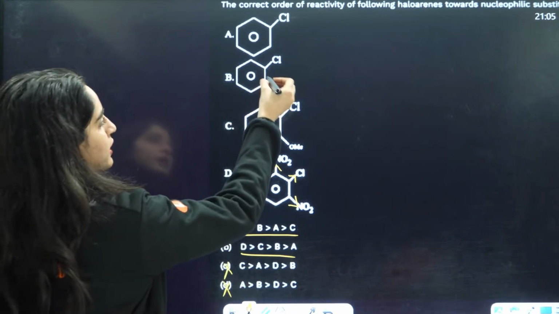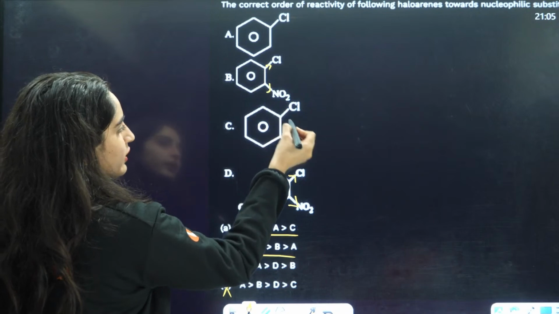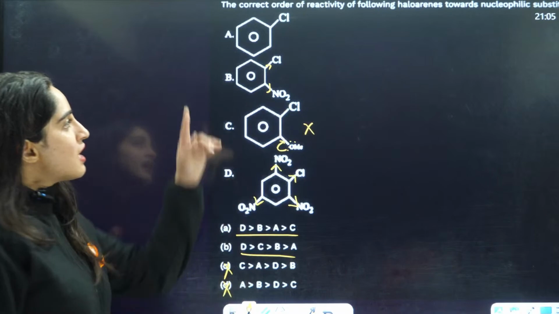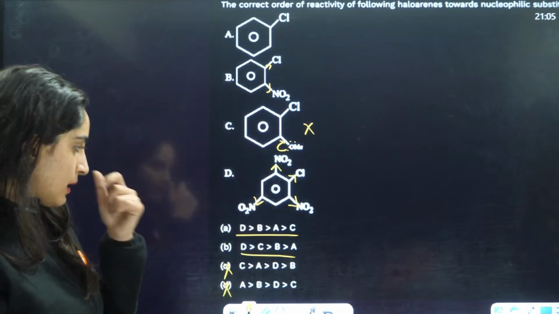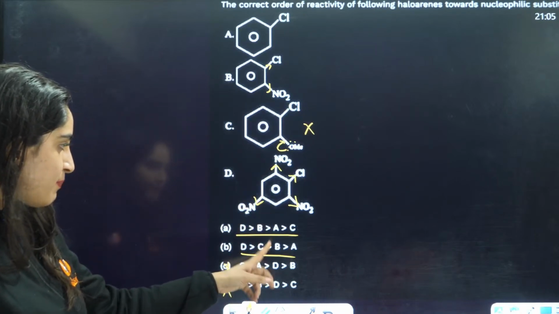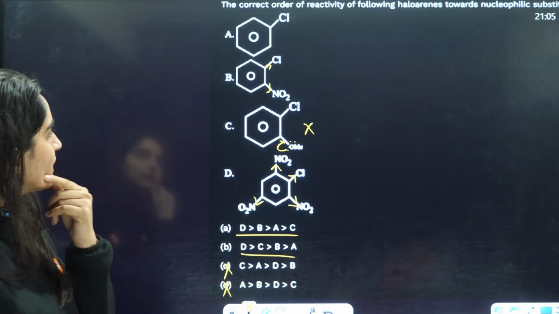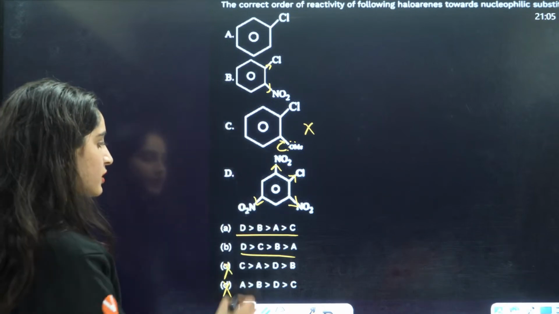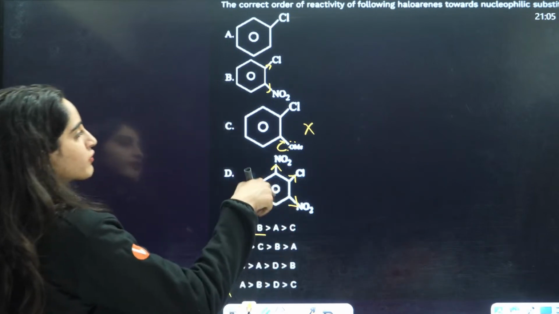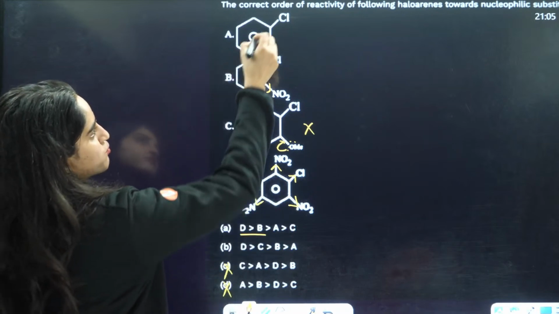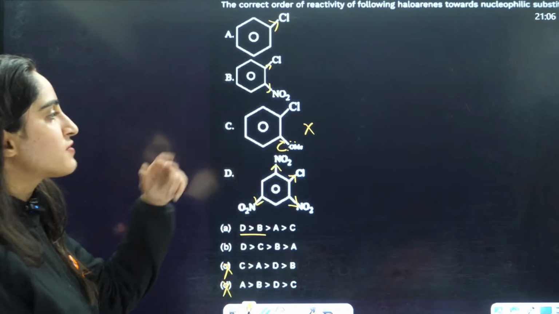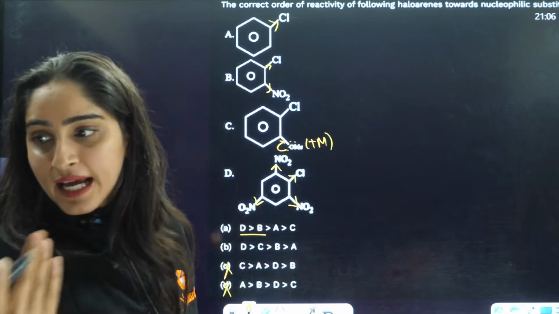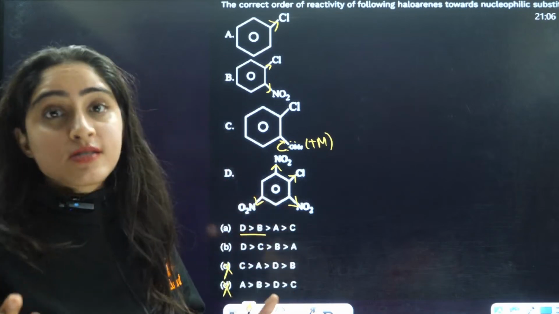From B and C, we know that in B we have 2 electron withdrawing groups. Here we have 1 electron donating also. So, if you talk about C, B and A, B is going to have the next order. That is, after D you will have B, right? After that you will have A, which has electron withdrawing. After that you will have C, where you have plus M effect also, where you are increasing the electron density, so that the nucleophile is not interested now, right?